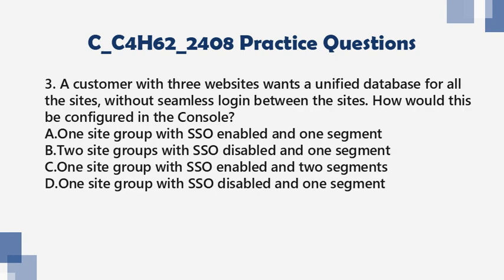3. A customer with 3 websites wants a unified database for all the sites, without seamless login between the sites. How would this be configured in the console? A. One site group with SSO enabled and one segment. B. 2 site groups with SSO disabled and one segment. C. 1 site group with SSO enabled and 2 segments. D. 1 site group with SSO disabled and 1 segment.